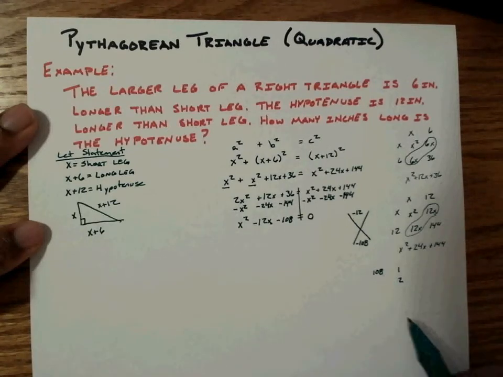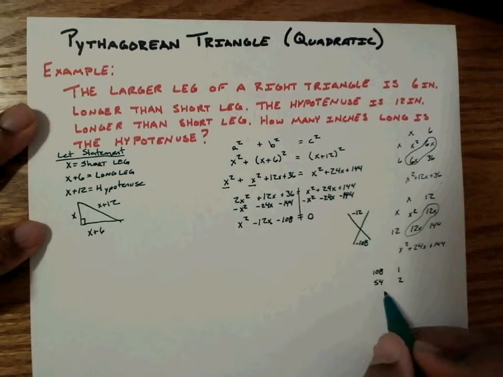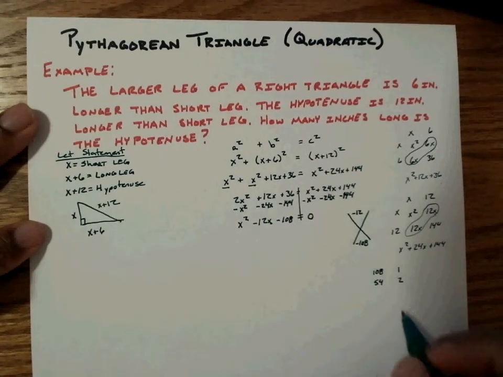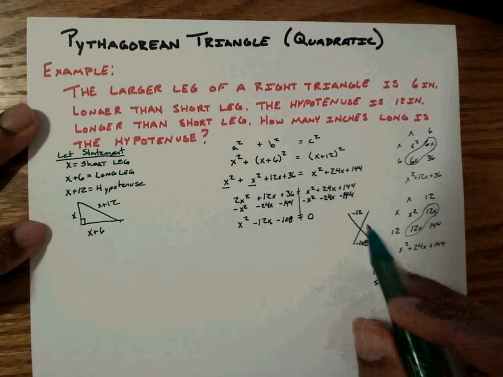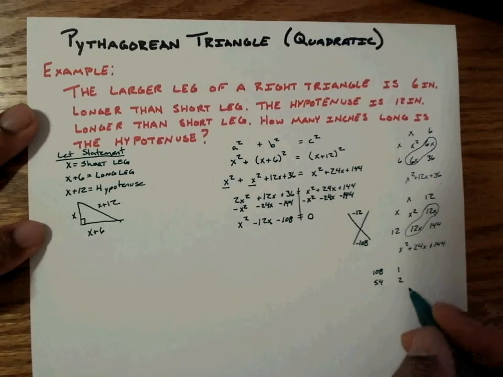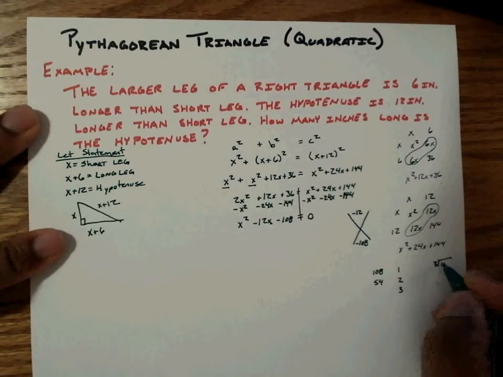2 does go into 108, so 108 divided by 2 is 54. And to double check, 54 times 2 is 108. If we add these together, we do not get 12. If we subtract them, we do not get 12. So let's try 3. I'm not sure if it goes in, so let's check.